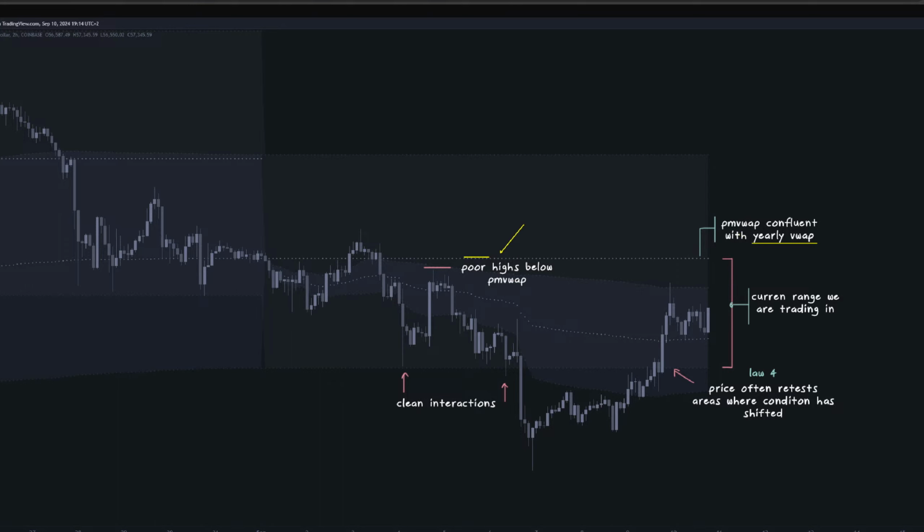I expect it to be somewhere around here. Take out the highs, right, into previous month VWAP, confluent with yearly VWAP, and then we'll see what happens. If we flip this, what happens then? Well, in my opinion, that means we have a new shift in condition, meaning we're accepting above point of control, or in other words VWAP. Retest it, look for longs there, and we're going to be targeting this structure right there, right? Previous month value area high.